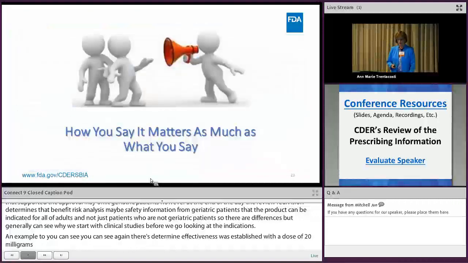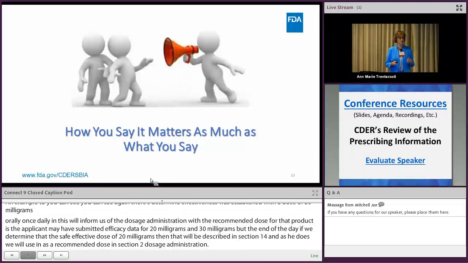So we talked a lot about content and how we review content, and it's very important, but it's also important how we present the information. If we have a lot of text and a very important message is stuck in the middle of a paragraph, it may be missed. We want information to be clear and concise and not be misunderstood.